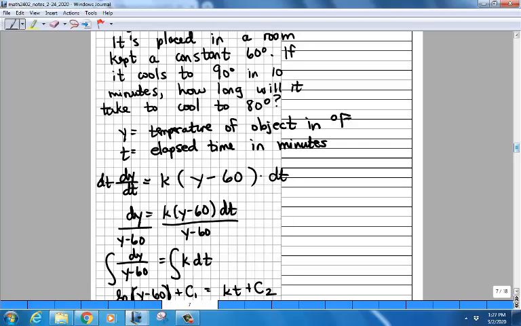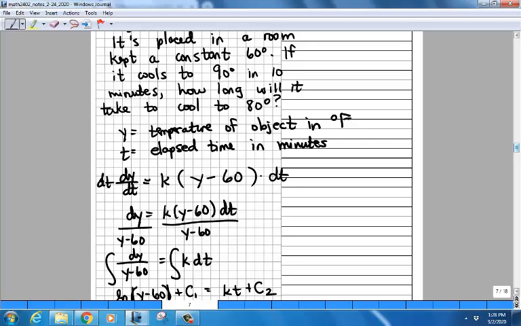K is a constant, remember, it's not a variable. The variable here is t. So when you integrate this, you're just going to get k times t, plus, of course, some arbitrary constant. But on the left-hand side, this is where we get to use our integration skills. We could have done this back in the first week of the class. The antiderivative of dy over y minus 60 is going to be natural log of, actually, the absolute value of y minus 60, correct? You all did that pretty easily on the test.